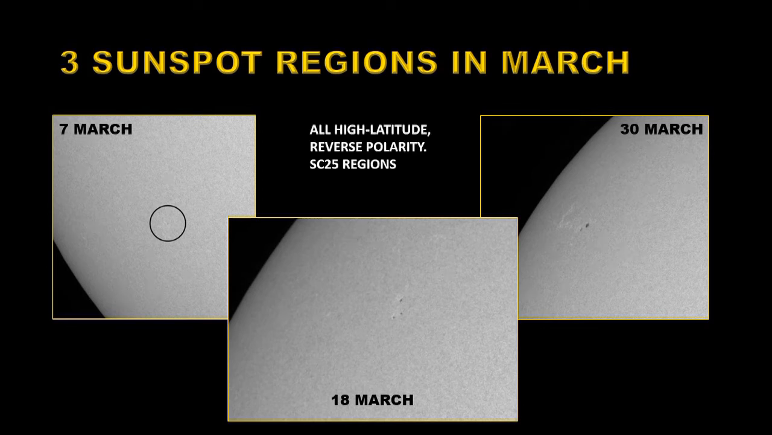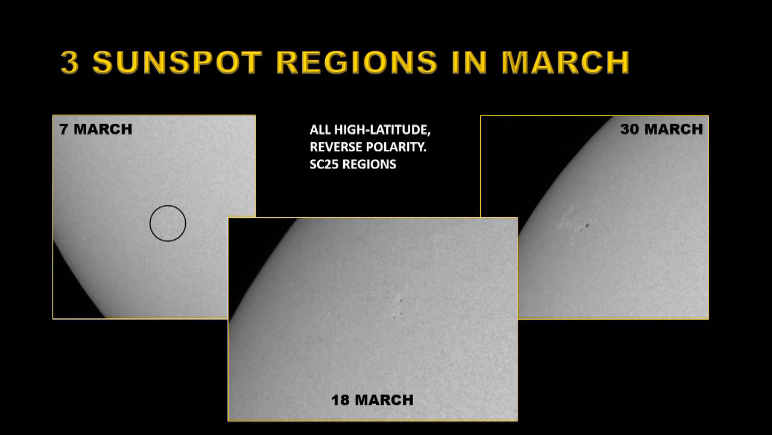All 3 of these regions were at high latitudes. All 3 of them were reverse polarity from the solar cycle 24 regions, so all 3 of these are solar cycle 25 regions. We had no solar cycle 24 regions appear during March. In fact, it's been 2 months since we've had one of those.